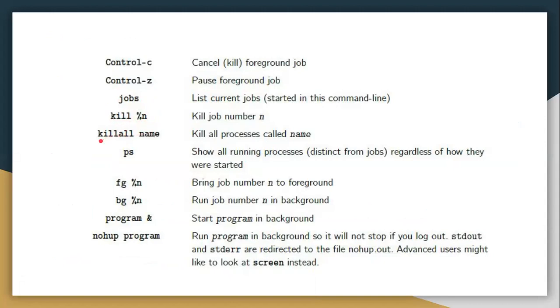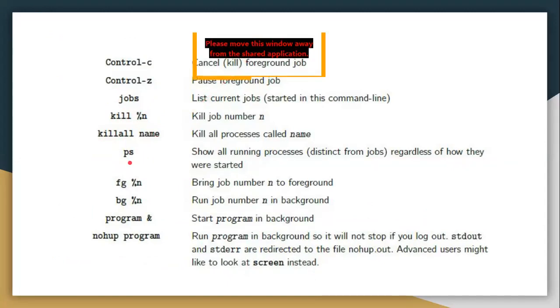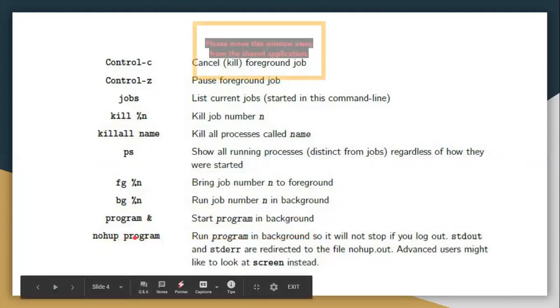If you want to kill any process deliberately, then use the kill command and the process ID. If you want to kill all the processes, then killall and the explicitly named process. Similarly, ps shows all the running processes regardless of how they were started. Every job or process has a number. So fg %N brings the job number into the foreground. Similarly, bg %N runs the job number in the background. program & starts the program in the background, and nohup program runs the program in the background so it will not stop if you log out.